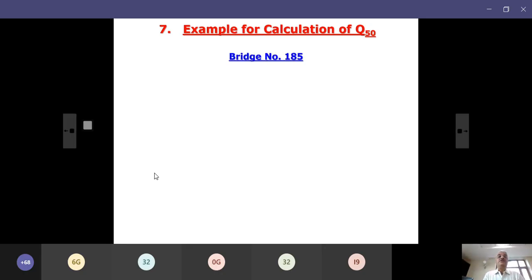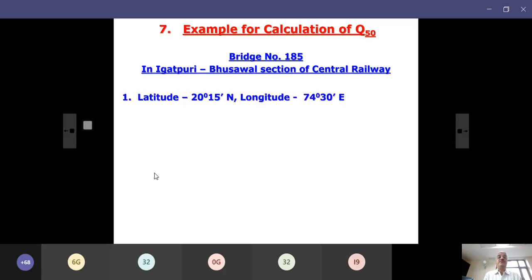Right. So this is an example for a small catchment area. This is an actual railway bridge. Bridge number is 185. This is located in the Igatpuri Bhusawal section of Central Railway. Its latitude is 20 degrees 15 minutes, and this is how you normally get the location, in degrees and minutes, not seconds. So this is latitude, longitude. The catchment area of this bridge has been found to be 12.43. With this you can also calculate, in fact, using the same GIS method.